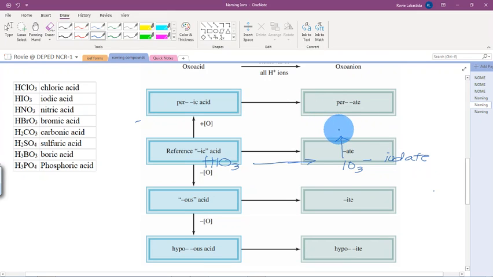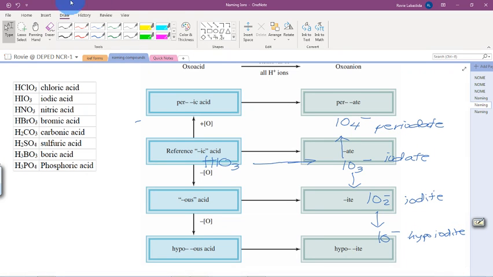Now if we add one oxygen atom to the formula, that will become IO4 negative, and this is called periodate. If we remove one oxygen atom from the formula, that will become IO2 negative, and this is called iodite. And if we remove again one oxygen atom, that will become IO negative, and this is called hypoiodite.